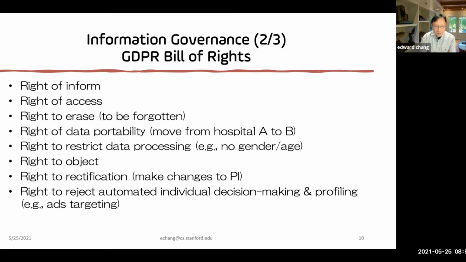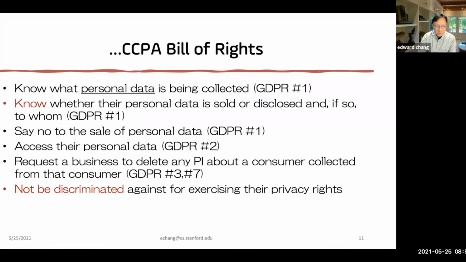And for data processing you can even be very specific, saying, okay, my gender information or my age information should not be revealed. Right to rectification means I can make changes to my personal information, and the right to reject automated individual decision making or profiling or even ad targeting. And CCPA, as I said, the Bill of Rights is very similar to GDPR, except for two items. So I highlight them in red.